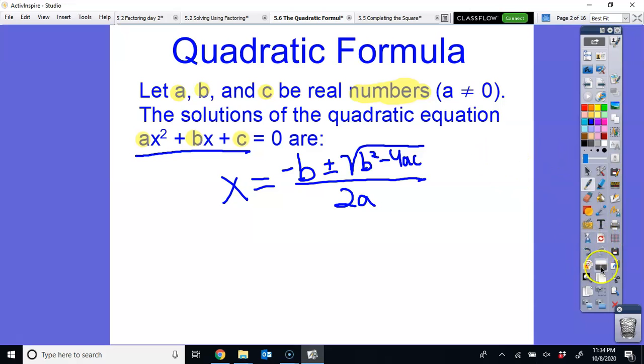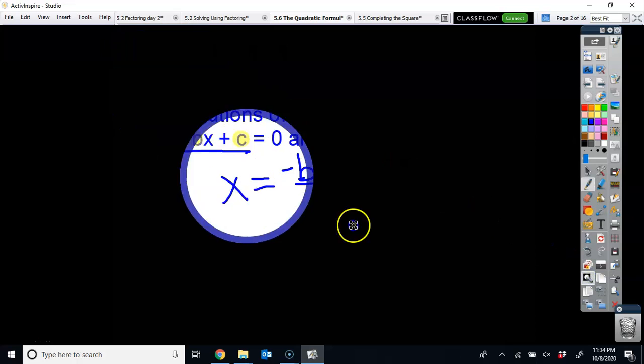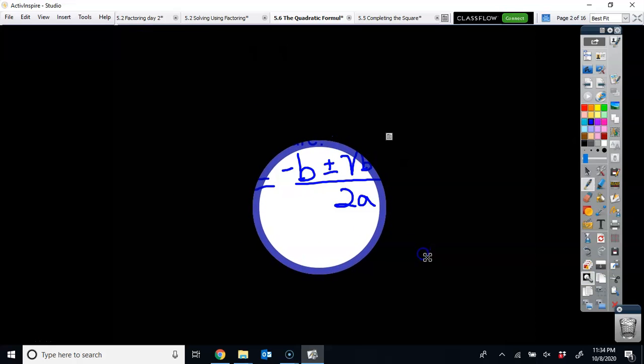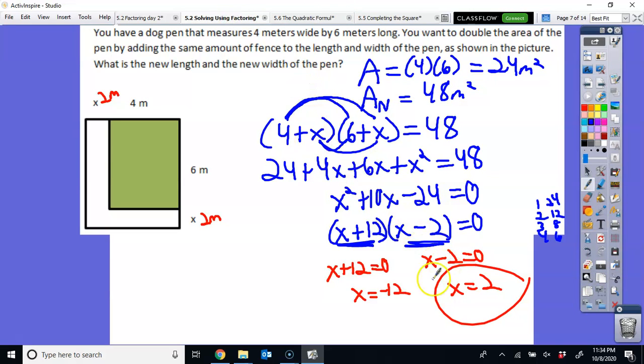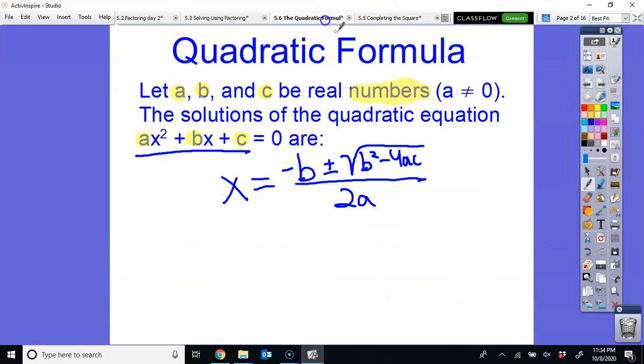Notice right here, if I kind of zoom in on this, see the -b over 2a? That's the vertex we talked about. The plus or minus square root part is what gives me these other 2 points, which, remember, are my x-intercepts. And so the vertex is halfway between them. That's why there's the plus or minus. It gives you the points to the right and to the left of the vertex.